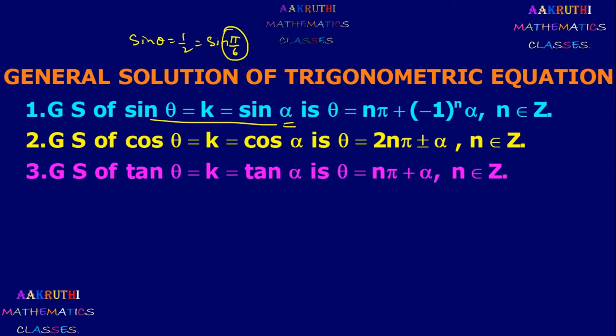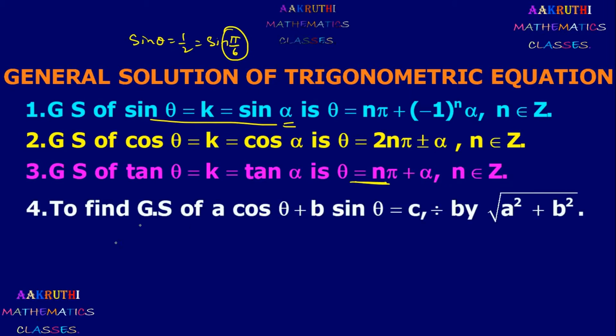So if tan theta equals k equals tan alpha, where alpha is one known angle, then we can write theta equals n pi plus alpha, where n belongs to Z. If you want to find the general solution of the form a cos theta plus b sin theta equals c, you have to divide this by root of a square plus b square.